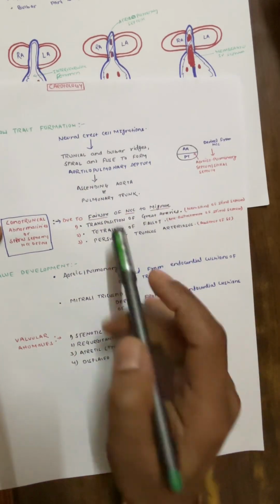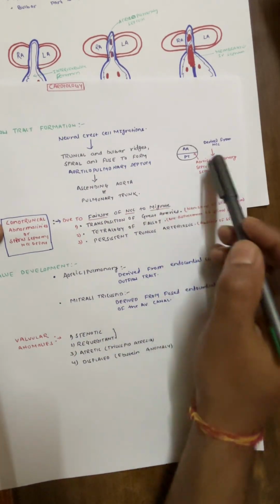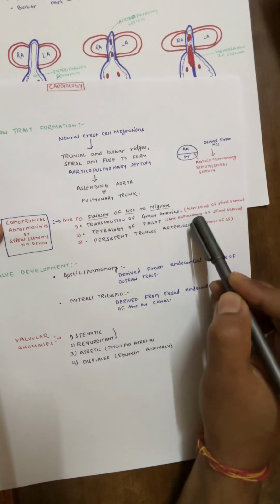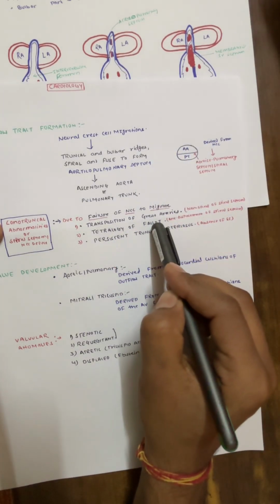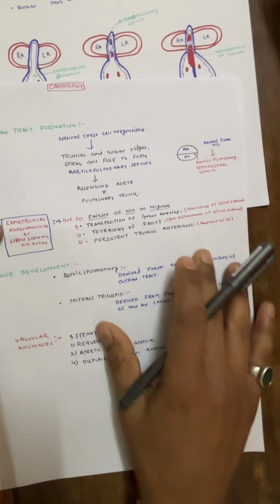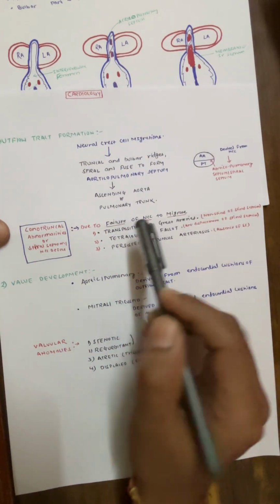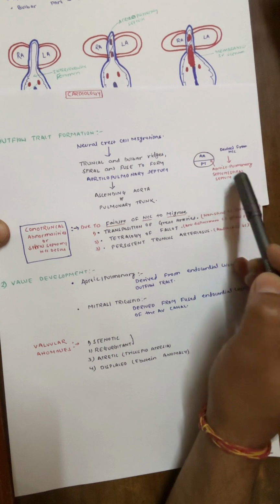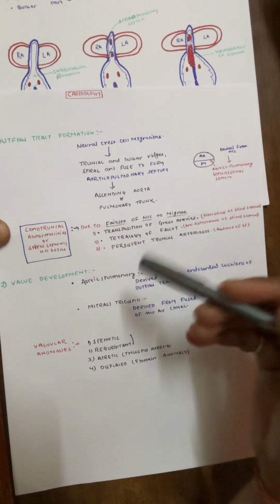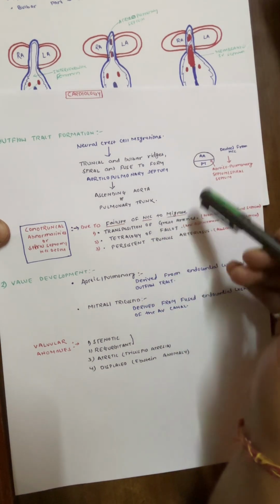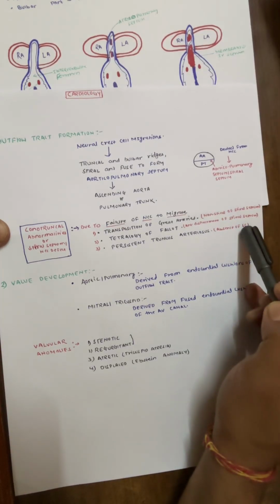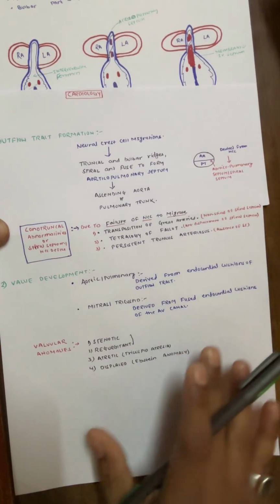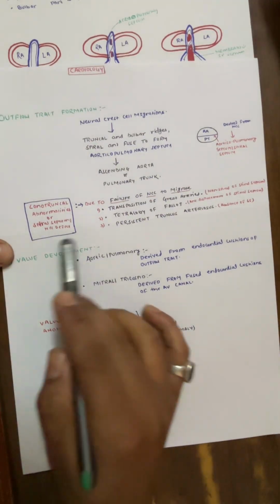Now the third thing: what if this spiral septum has anterior displacement? Then tetralogy of Fallot will occur in a patient. So these are the important parts, the clinical correlation of the aorticopulmonary or spiral septum. What happens if the spiral septum does not spiral, or if there is absence, or if there is anterior displacement.